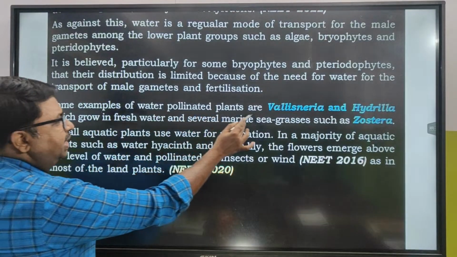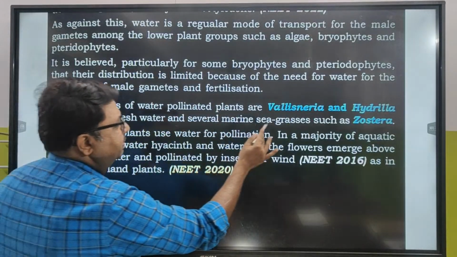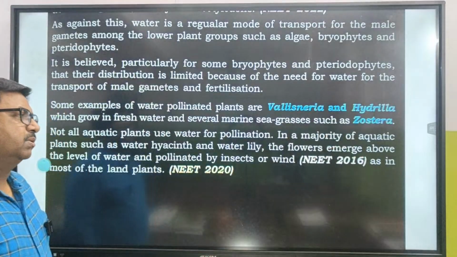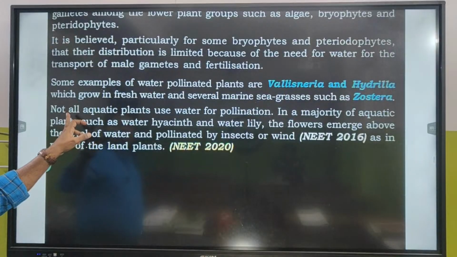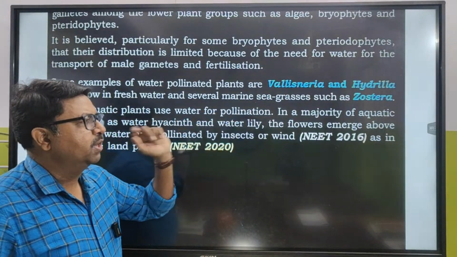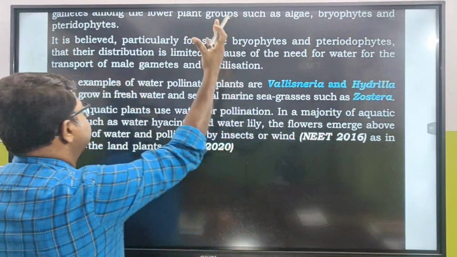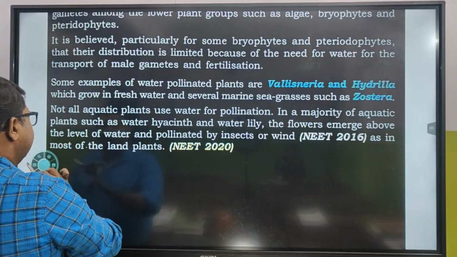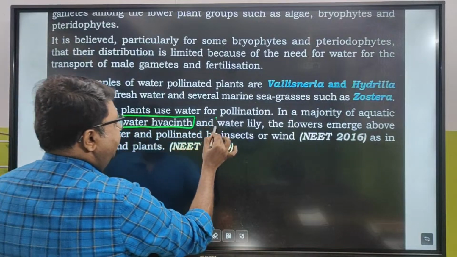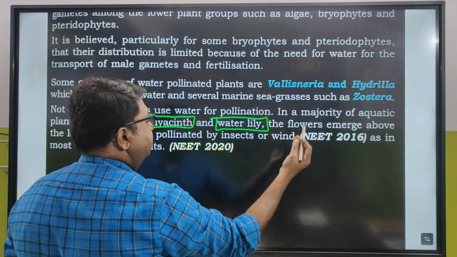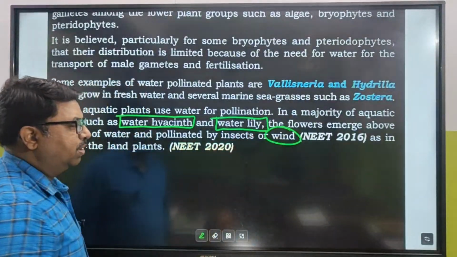Some examples of water-pollinated plants are Vallisneria and Hydrilla, with fresh water, and several marine sea grasses such as Zostera. Okay, you will have to remember these. Zostera is a marine seagrass. Not all aquatic plants use water for pollination. In a majority of aquatic plants such as water hyacinth and water lily, the flowers emerge above the water level. So though they are aquatic plants, their flowers emerge above the water body. So they go for wind pollination, mind you, not water pollination.